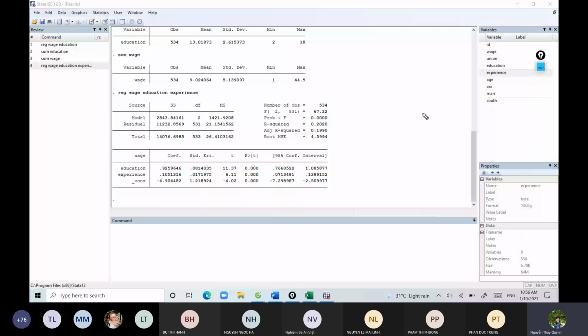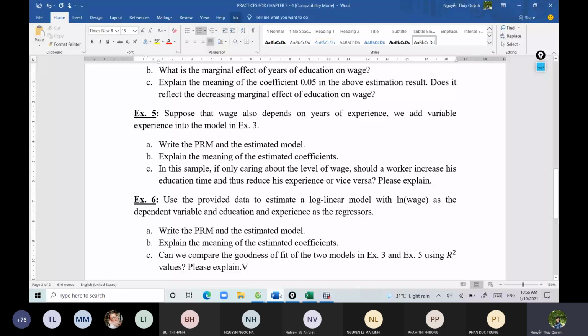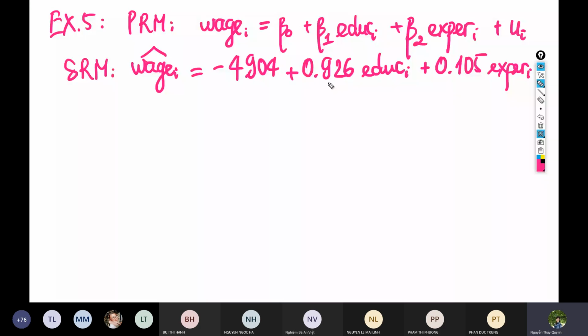For question 2: explain the meaning of the estimated coefficients. That is an easy one, so you can do it at home. Beta 1 hat is equal to 0.926. It means that when education increases by 1 unit and experience is not changing, the average level of wage will increase by 0.926 units. And the same for beta 2 hat.